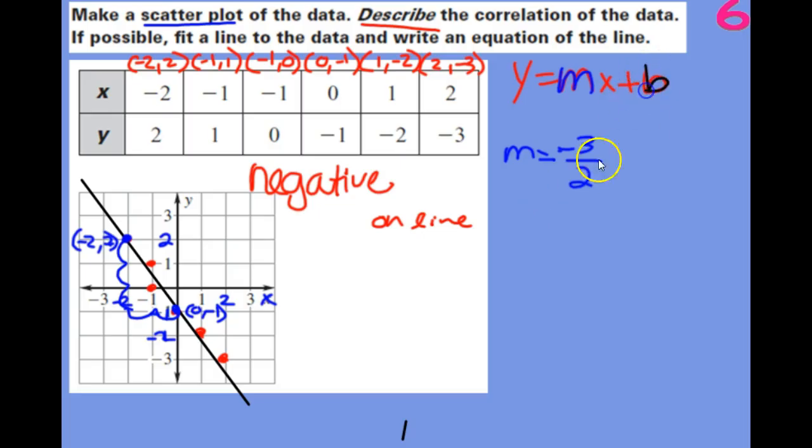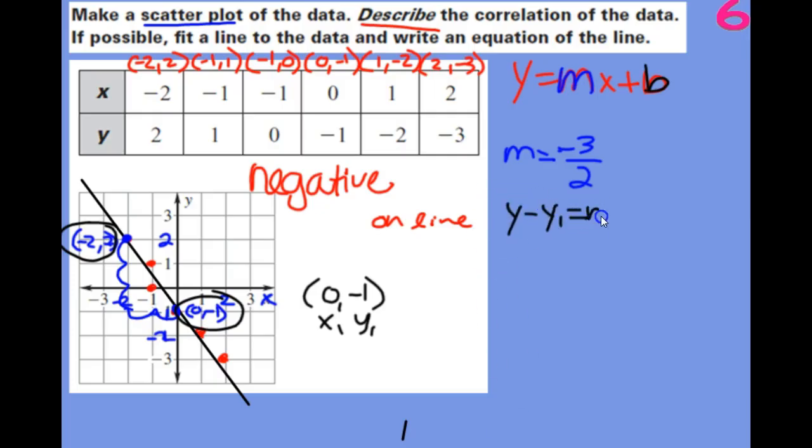And then I need to find b, my y-intercept. I know I have a point and a slope. Doesn't matter which point I use. I like this point 0, -1 because we have a 0. It's easy to add 0. So our equation is going to be y minus y1 equals our slope, x minus x1. I'm using point slope form because I have a point, x and y, and a slope. So y minus y1, which is -1, makes a positive, equal to our slope, m, -3 over 2, and then x minus x1, which is 0.